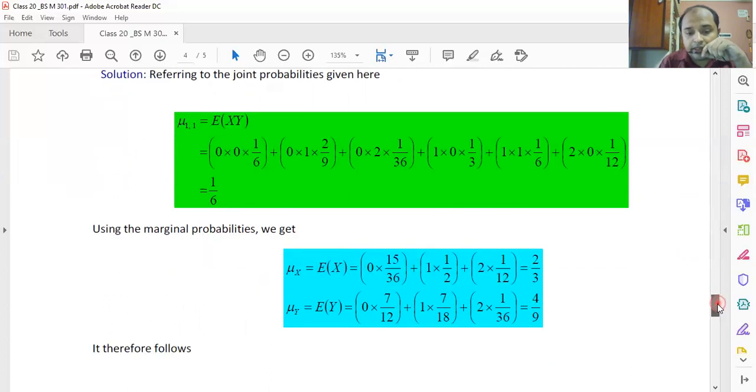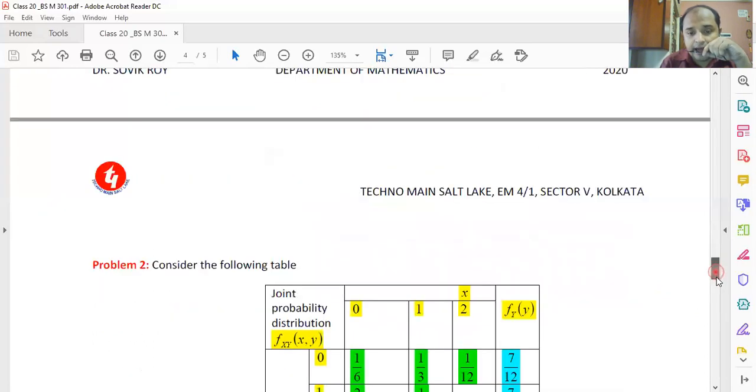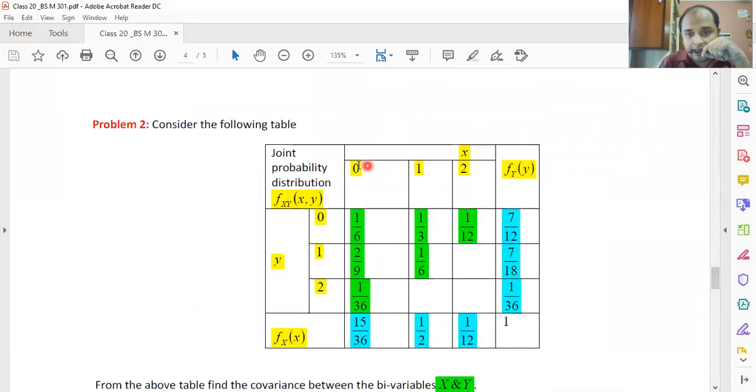Similarly, to calculate mu x and mu y, we can consider the marginal probabilities. So for mu x, I am taking the values of x. I am multiplying 0 by its probability 15 by 36, 1 by its probability half, and 2 by its probability 1 by 12. We are getting thus the value of mu x.